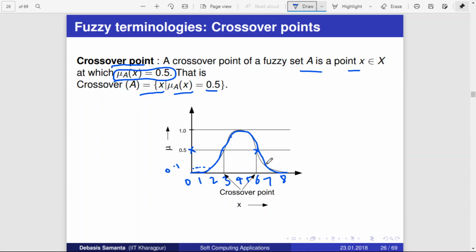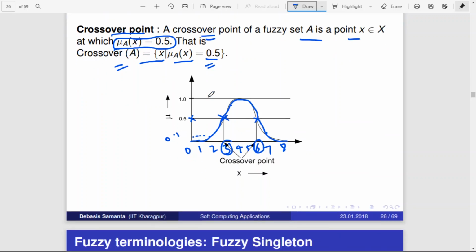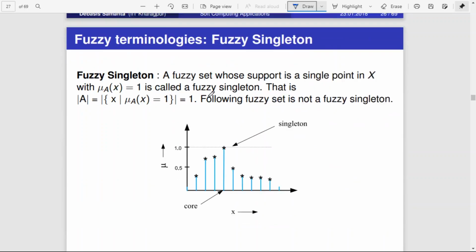For 7, again it is 0.1. So this and this are the crossover points. That is, the values of x for which the membership function produces a value of 0.5. Such points are called crossover points. So these terminologies you should remember.